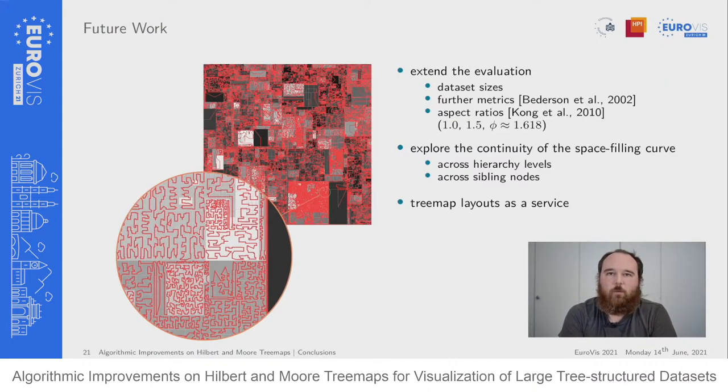Looking forward, we want to extend the evaluation further by means of datasets and dataset sizes. We want to include even further metrics and want to evaluate if the choice of layouts, choice of templates, can even consider the target aspect ratios. Currently, we used a target aspect ratio of 1, but current literature suggests a target aspect ratio of 1.5 or even the golden ratio.